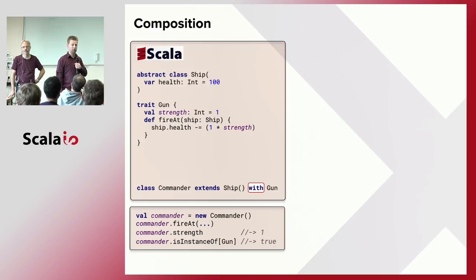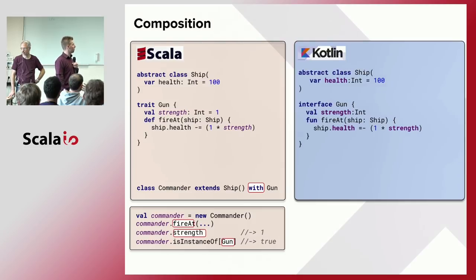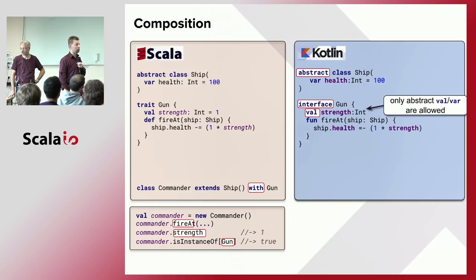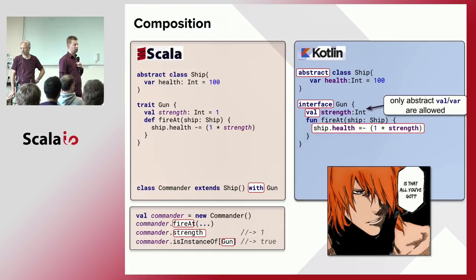We get all the things we expect for a fully materialized class. We can call methods on it, we can access properties on it, and we can actually check if it's an instance of. For Kotlin, we can do almost the same thing, given that Kotlin only knows interfaces and doesn't know traits. And so we again try to make our ship, try to make our gun, but then we cannot assign a value to our member because, yeah, you cannot do implementations in an interface. We can only do implementations for methods. So that sort of gets us stuck, right, if we want to do the same behavior.